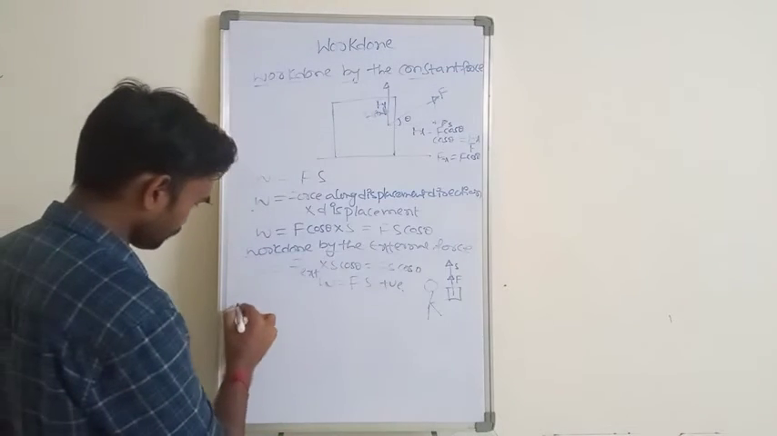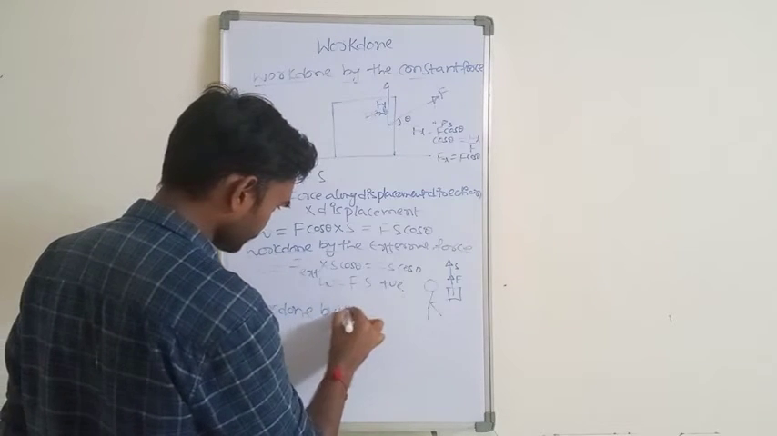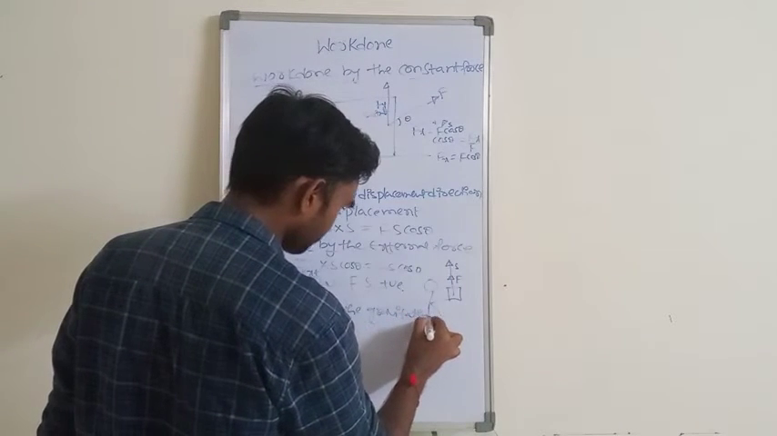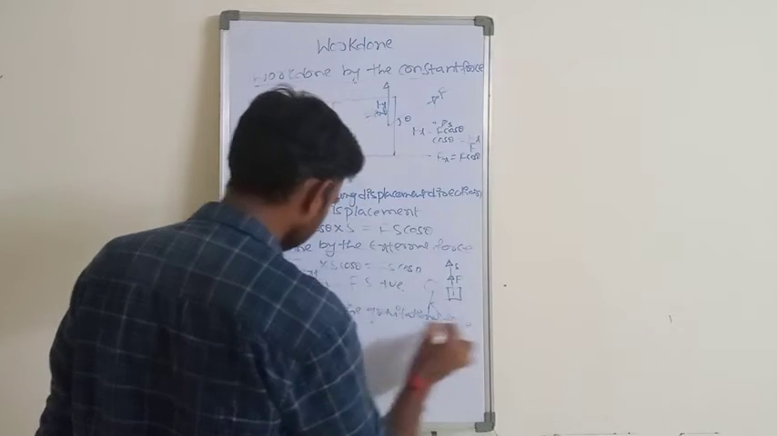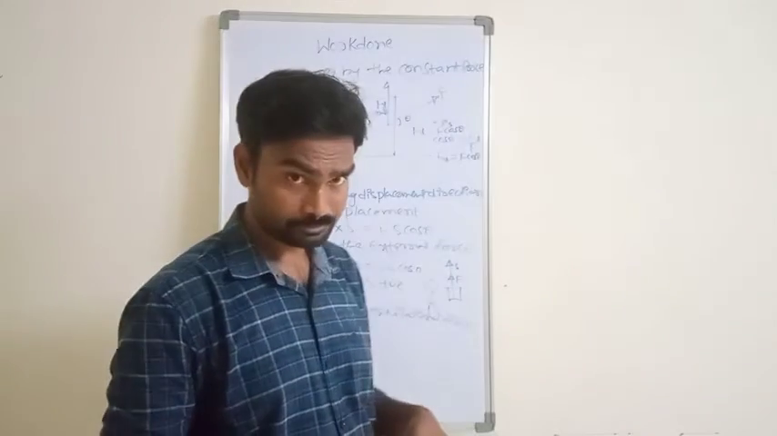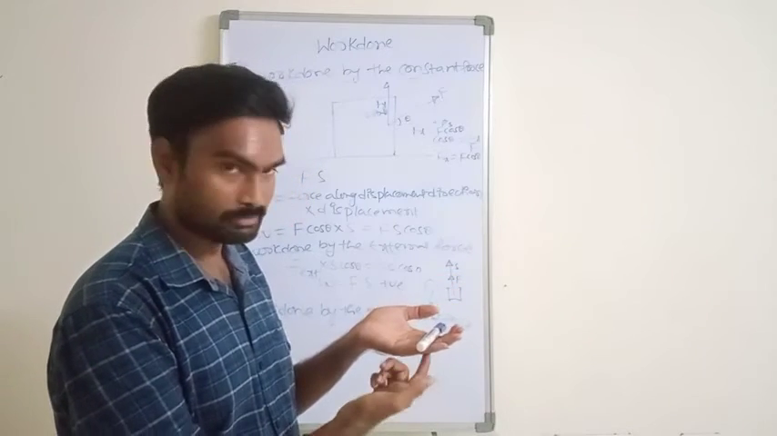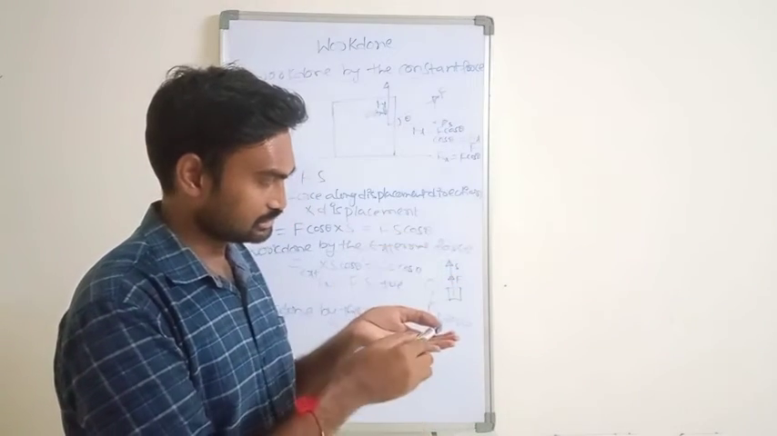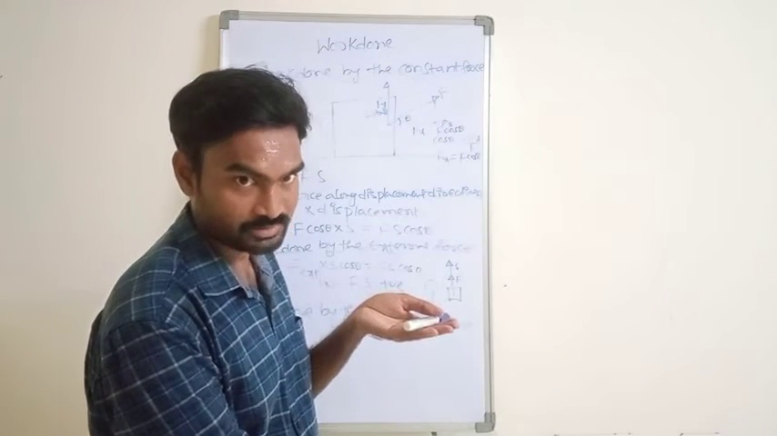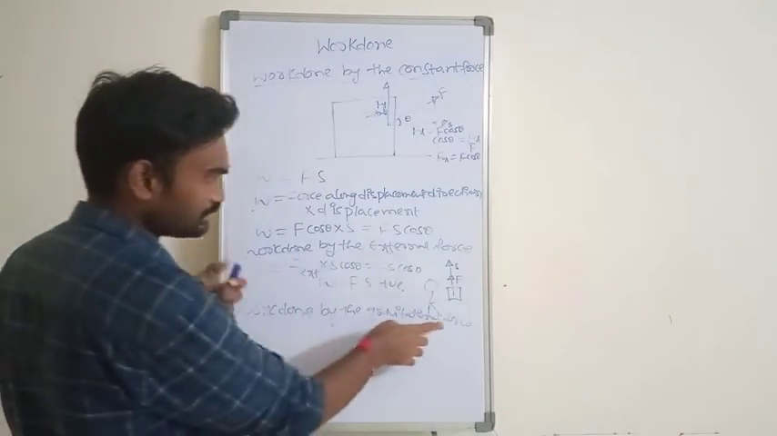Next topic: work done by the gravitational force. Suppose the same scenario, where I am lifting this object upward. I am applying the force externally in the upward direction, but in the downward direction one more force is acting, pulling this object downward. That force is the gravitational force. Here we need to find the work done by the gravitational force.